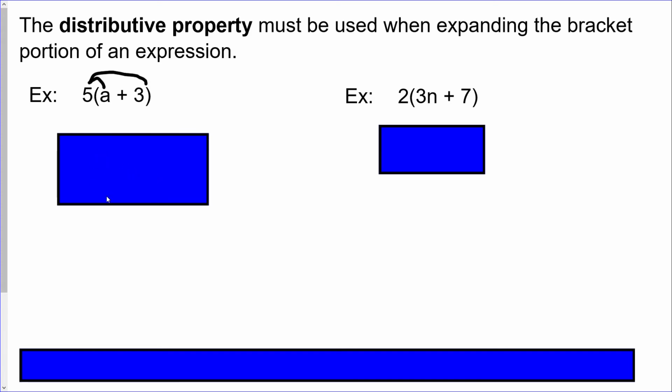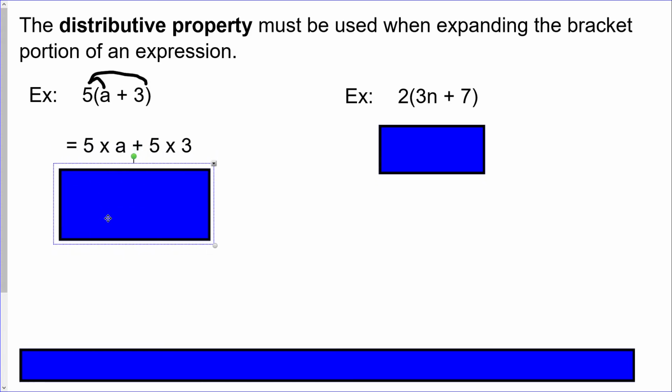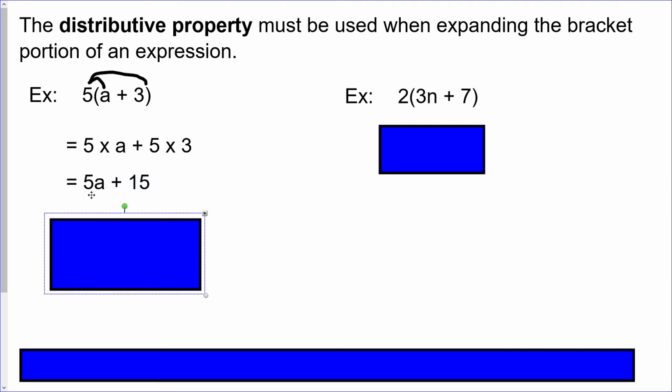Why can I not move that? So 5 times a plus 5 times 3, which leaves us with 5a plus 15. And remember, we leave it as 5a because that's often how we write it. It would be a little bit annoying to write that multiplication sign every time. So we just put 5a plus 15.